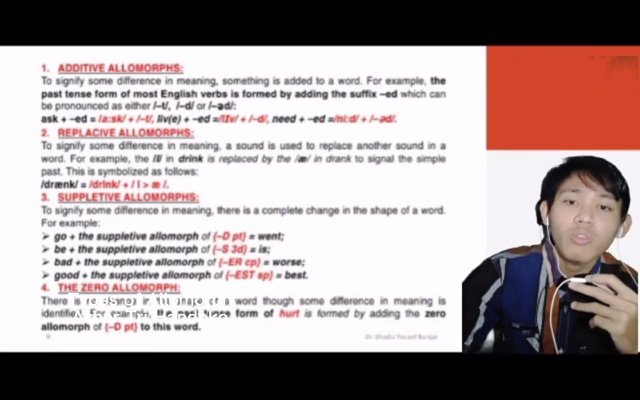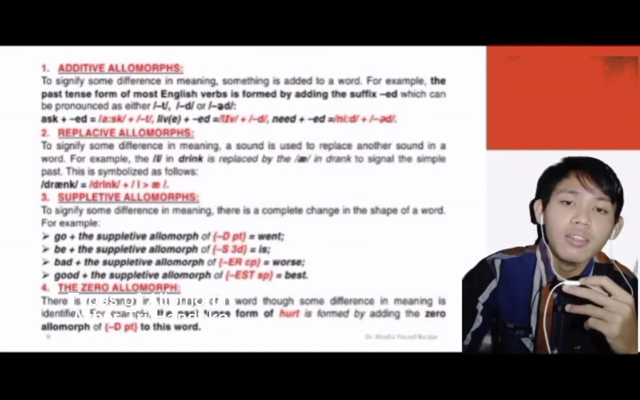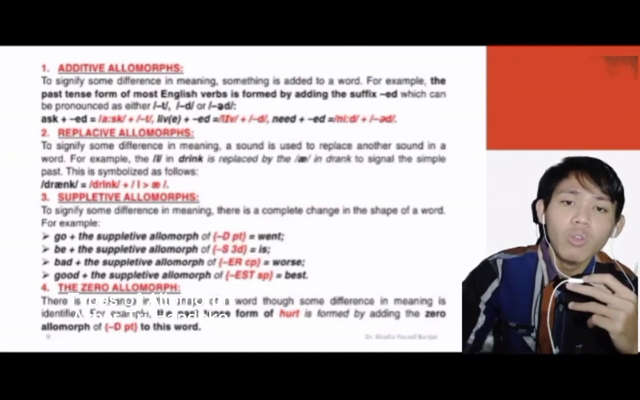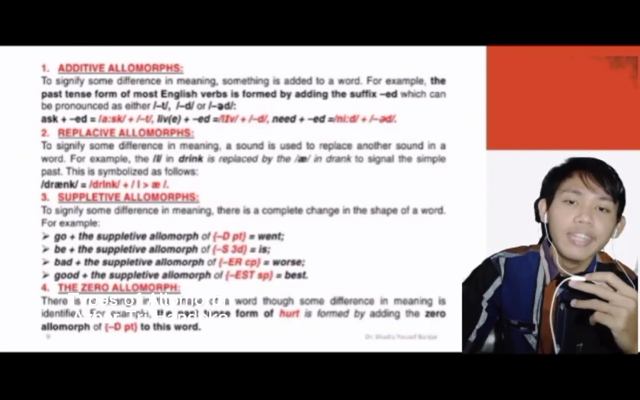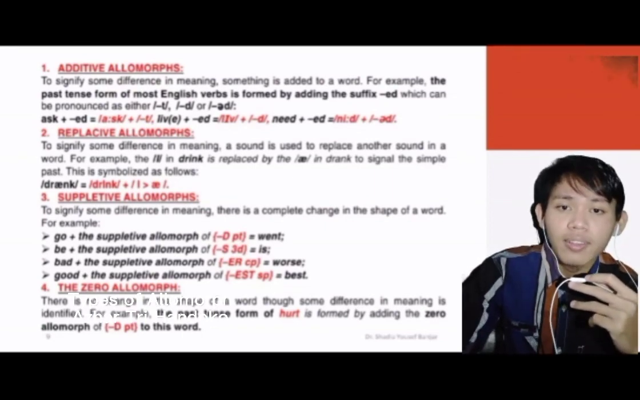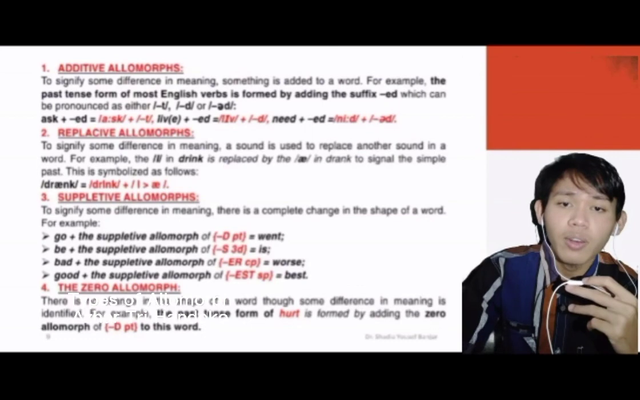Number 4, the zero allomorphs. There is no change in the shape of a word, yet some difference in meaning is identified. For example, the past tense form of hurt is formed by adding the zero allomorph of ed to this word. That's all, and thank you.